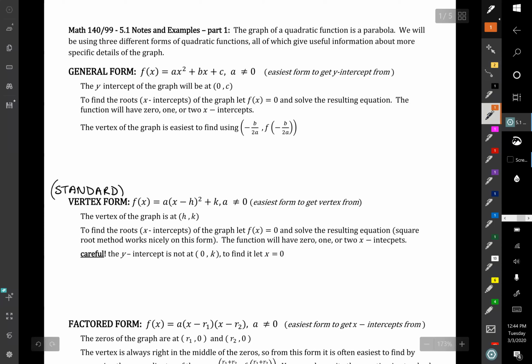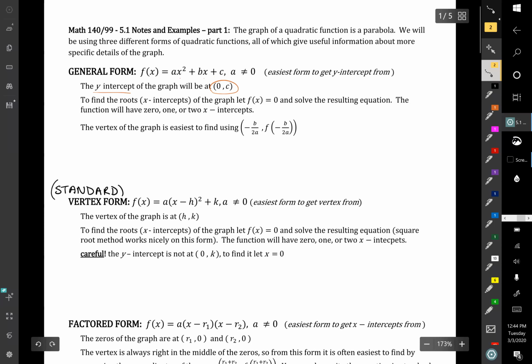Okay, so looking back at general form, we are going to talk about the y-intercept. That's when x equals 0. And so if I plugged 0 in for x in any of these spots there, I would just end up with c. So the y-intercept is at 0, c.